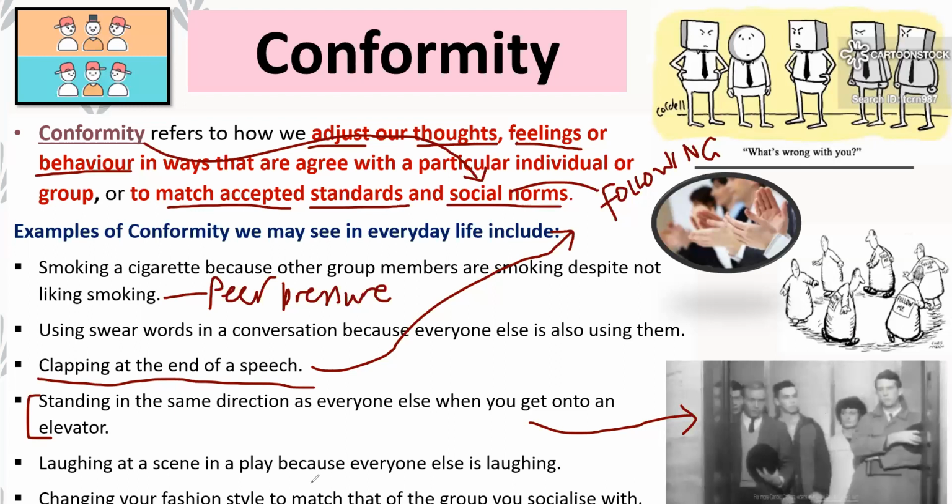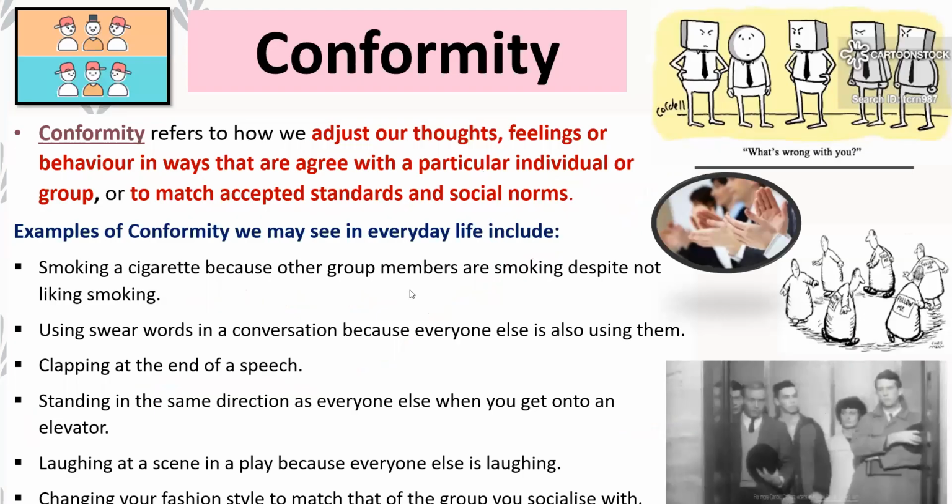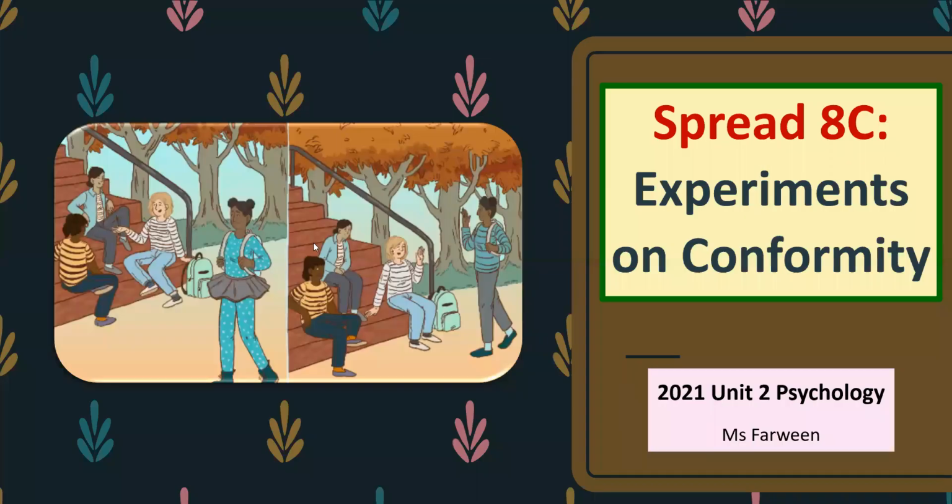Laughing at a scene in a play because everyone else is laughing, that's another example of conformity. Or changing your fashion style to match that of the group that you socialize with. So that was our cover photo for the front cover of our slide today. You can see this girl's got her own style, but when she joins in with this group here, they're all wearing striped jumpers.